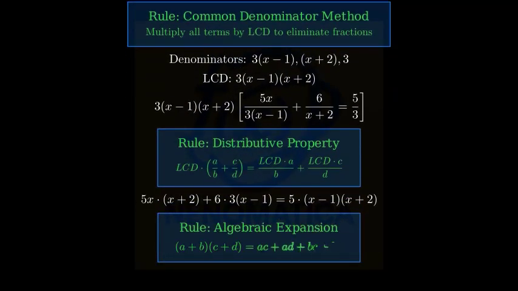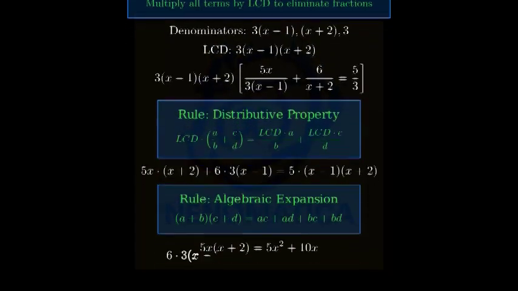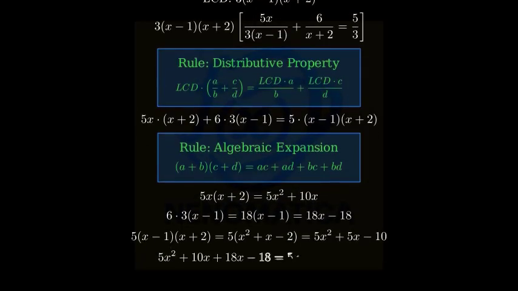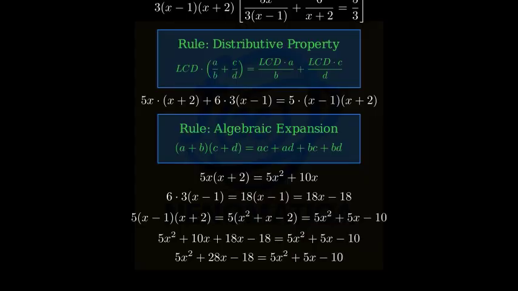Let's expand these expressions. First, 5x times (x plus 2) equals 5x squared plus 10x. Next, 6 times 3 times (x minus 1) equals 18x minus 18. Finally, 5 times (x minus 1) times (x plus 2) equals 5 times (x squared plus x minus 2), which equals 5x squared plus 5x minus 10. Now, we can combine like terms on the left side. 5x squared plus 10x plus 18x minus 18 equals 5x squared plus 5x minus 10. Simplifying further, we get 5x squared plus 28x minus 18 equals 5x squared plus 5x minus 10.